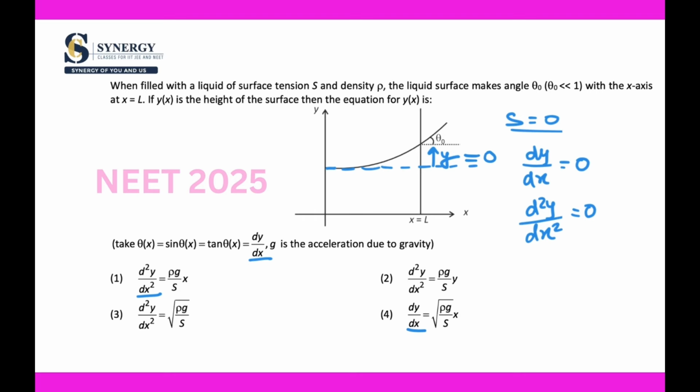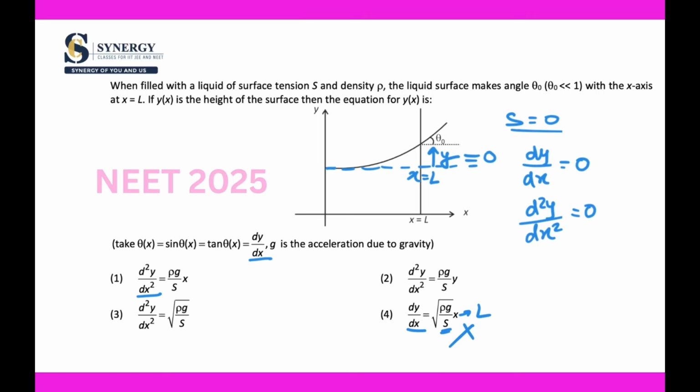But if you take this point which is x equals L, so if you put x as L, this option dy by dx is not 0. So it is not an option, because dy by dx should be 0 when surface tension is 0. So when denominator is 0, that means dy by dx here will be infinite, and we do not need infinity because dy by dx in that case should be 0.